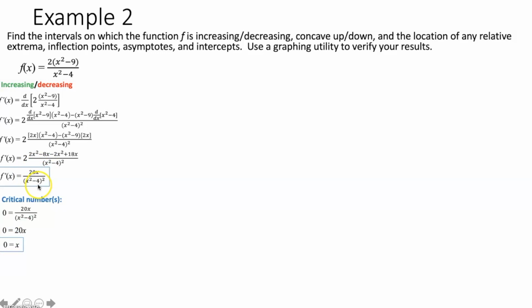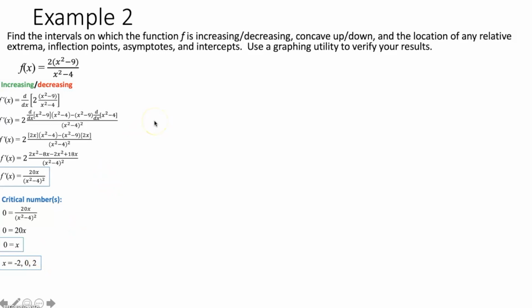Are there any x values that would cause our derivative to not exist? That would be x values that cause our denominator to equal 0. So what x values cause our denominator to equal 0? Well, it looks like it would be 2 and negative 2. So all of our critical numbers then would be negative 2, 0, and 2.